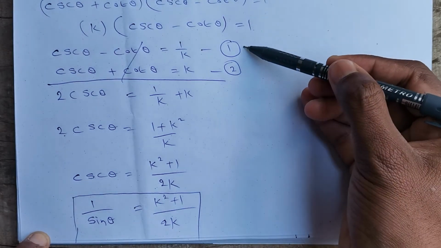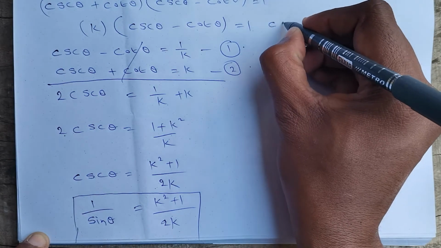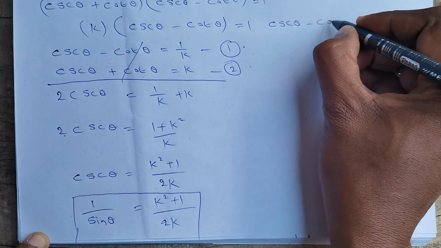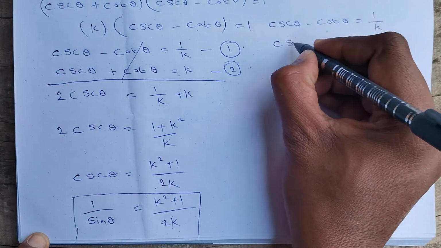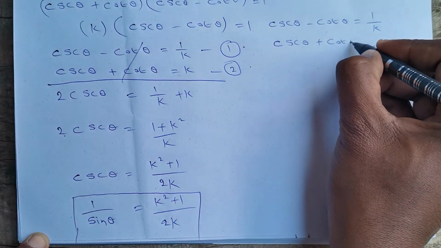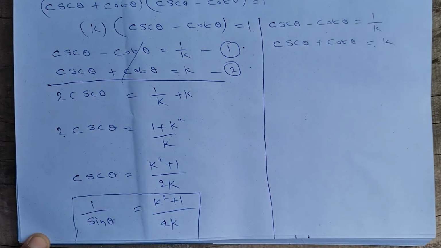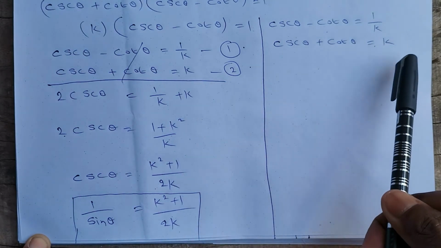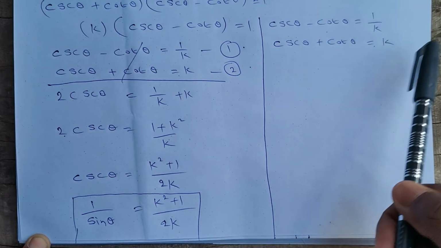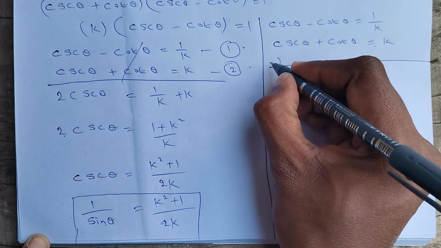Now two equations again I will take. Cosecant theta minus cot theta is equal to 1 by k. Cosecant theta plus cot theta is equal to k. Here I did addition of both the equations. Now in this case I am going to do subtraction. So this plus cosecant theta will become minus cosecant theta.